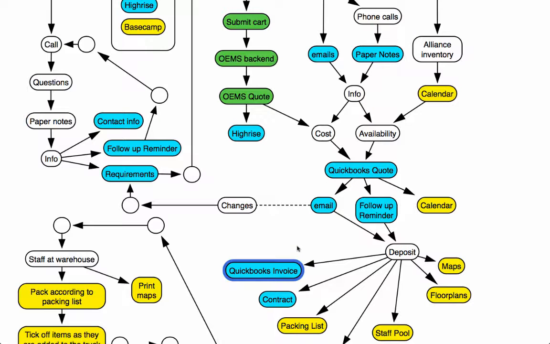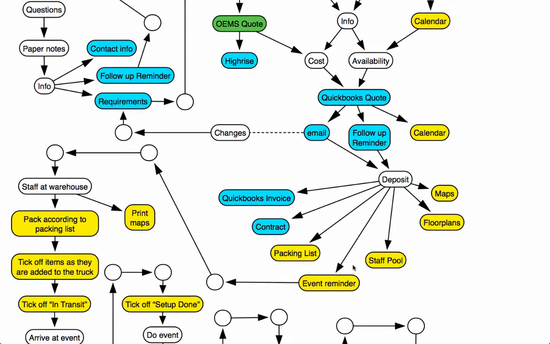And I'll just backtrack here a little bit. This follow-up reminder is gonna be something that happens inside of Highrise. If you want to, it can be linked to Outlook, to your Outlook calendar, for instance. But we'll put this in Highrise. It's gonna be simpler to use. And then, so after we get the deposit, we'll make a QuickBooks invoice and a contract. Both of those things will need to go in Highrise. And then after that, this is mainly where we switch to Basecamp.